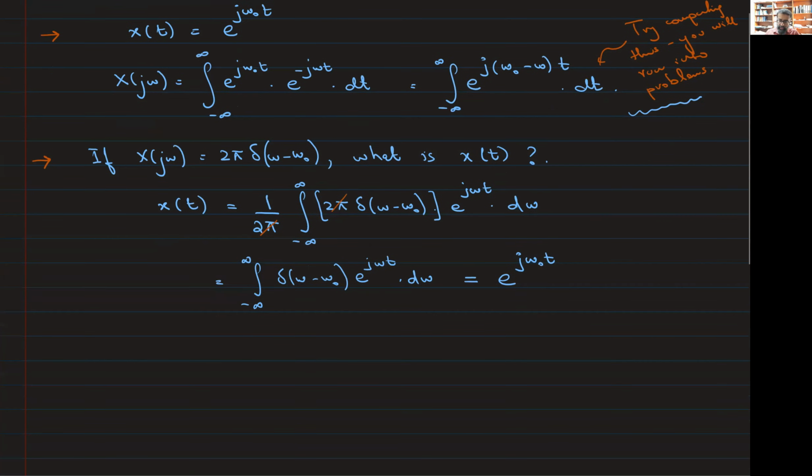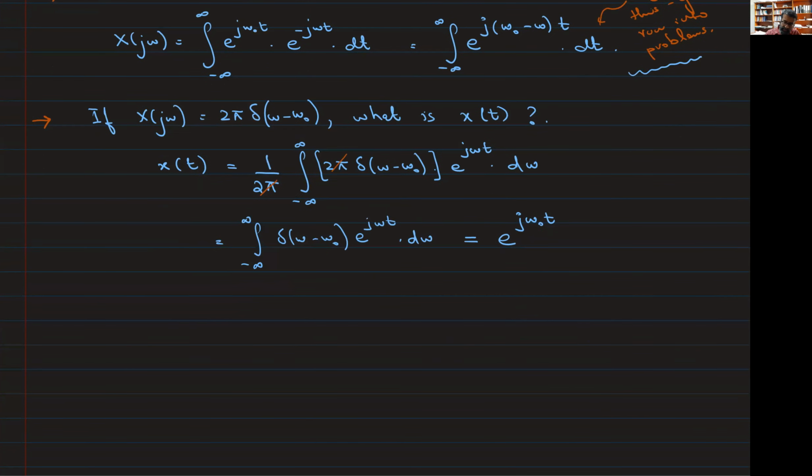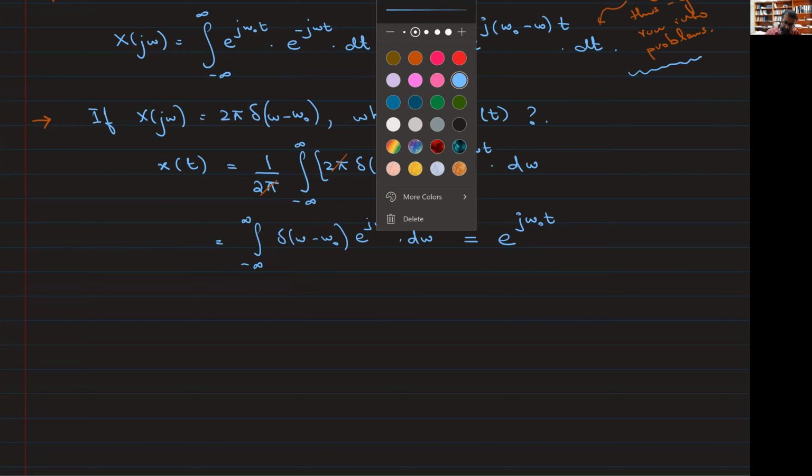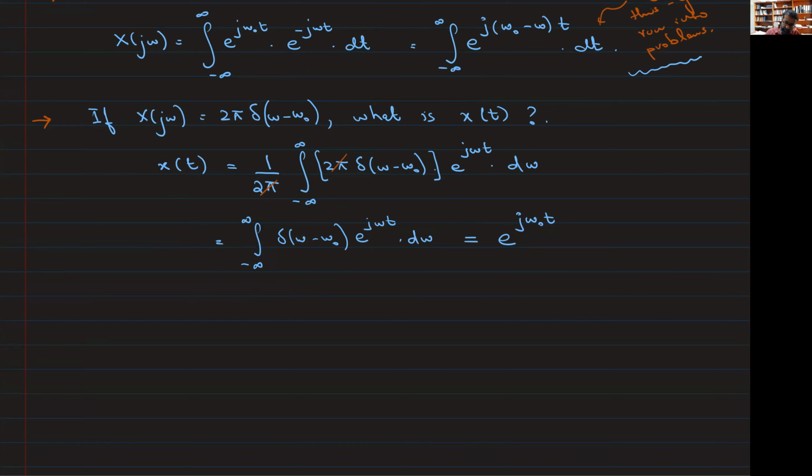But nevertheless, our conclusion is the following. The conclusion is that if I take x of t, which is a periodic signal, e raised to j omega naught t, and I compute the Fourier transform for that, the Fourier transform turns out to be equal to x of j omega equals 2 pi delta omega minus omega naught. Okay, so this is the fundamental result that we're going to now use for all of the examples we do.